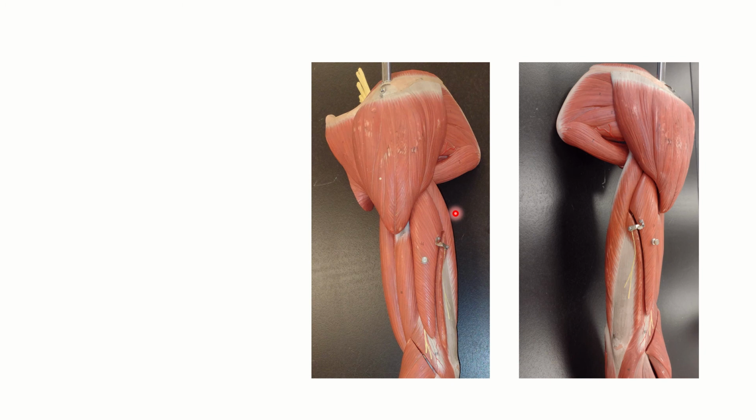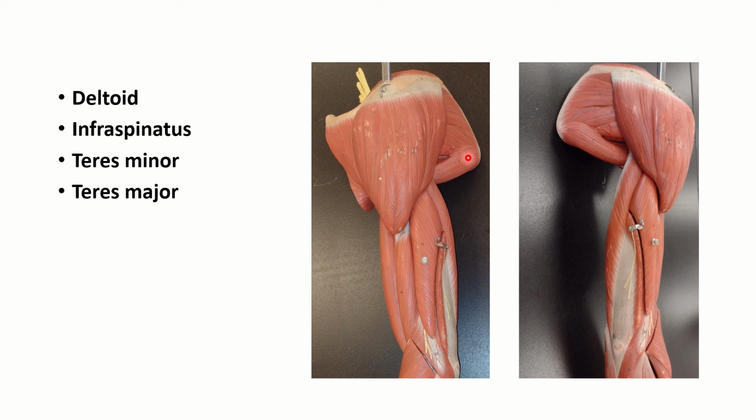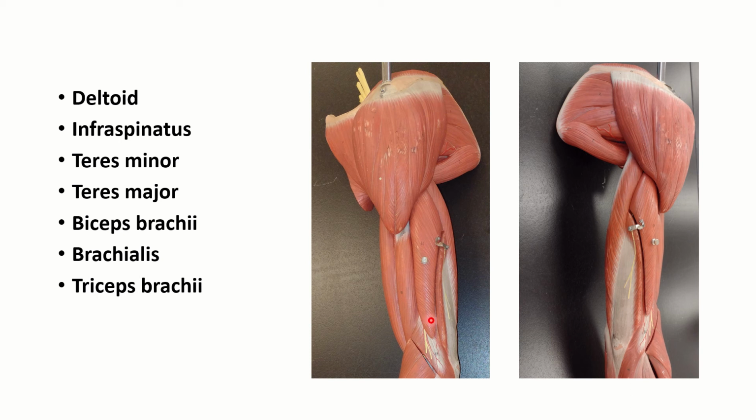This is a different model, same muscles. So deltoid, infraspinatus, teres minor, teres major, biceps brachii, brachialis, triceps brachii. Similar to the previous image. This is the lateral view and this is the posterior view.